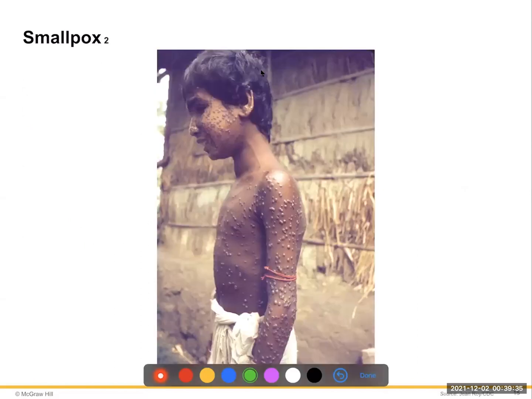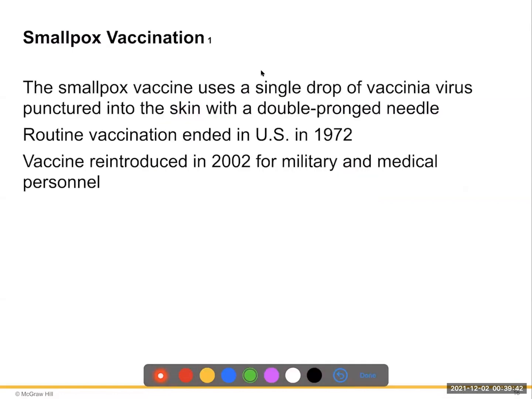Right? And that's what smallpox can look like. Little pustule granules occur on it. And when they heal up, they do leave scars. The smallpox vaccine is used as a single drop of vaccinia virus punctured into the skin with what's called a double prong needle. So it scars the skin. It doesn't come in like a regular needle. It takes it and scars the skin, and that gets your reaction to the smallpox vaccine. Okay, so it's the only one that has to scar the tissue. And if you've had it, you'll have a scar on your shoulder.